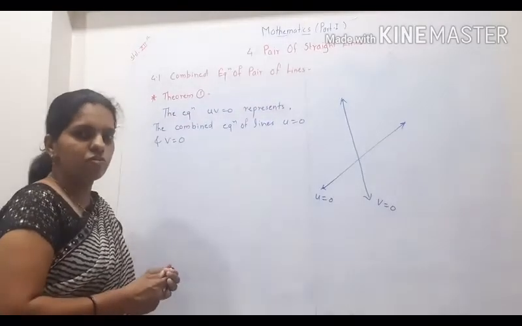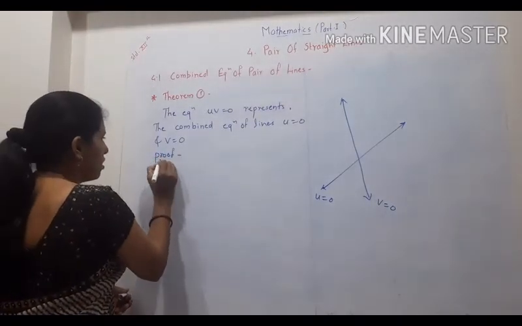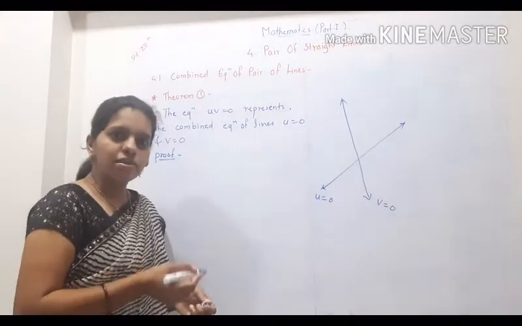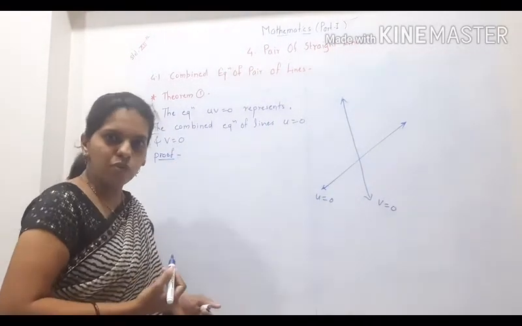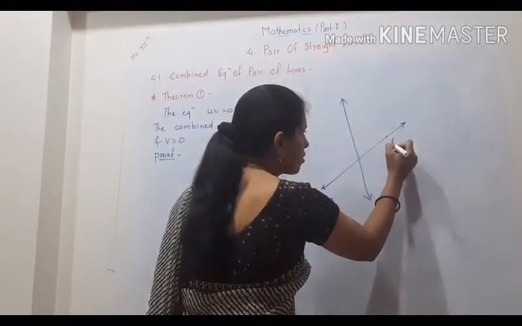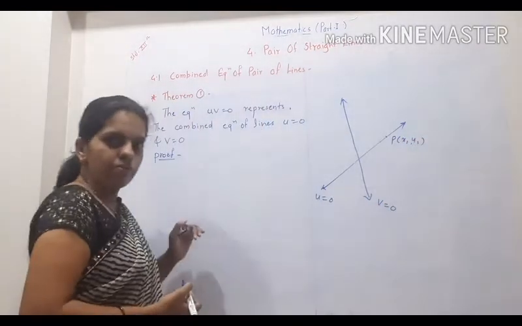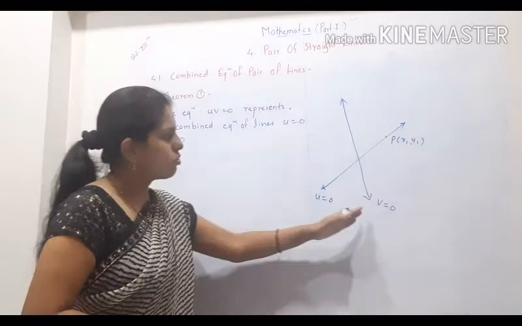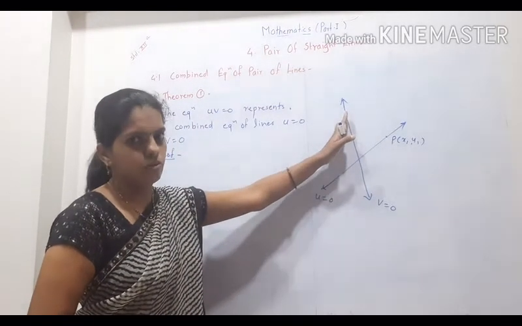So see the proof. Here we are choosing an arbitrary point P whose coordinates are x1, y1 on the line u is equal to 0, and also we are choosing a point from the line v is equal to 0, that is Q.